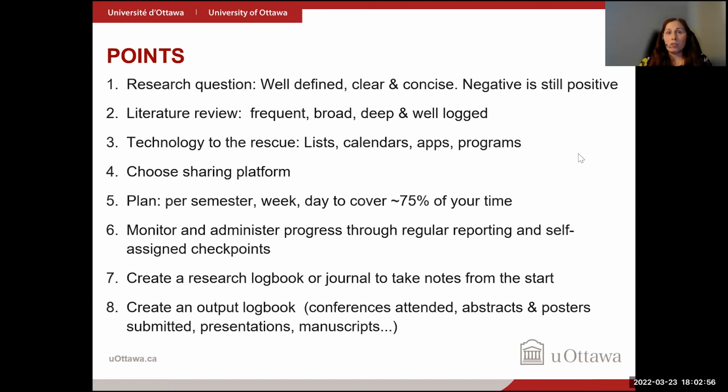Spend time on your research question. I can't highlight this enough. It is well defined, clear, and concise. And always remember, negative findings are still findings and you should not be discouraged by that.